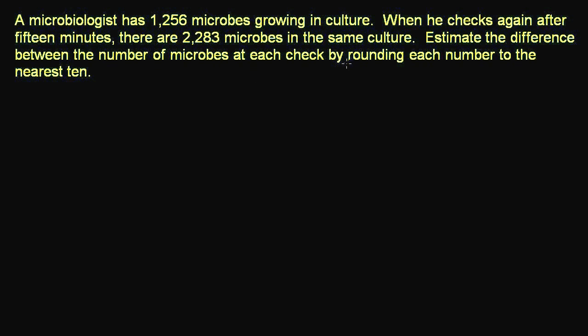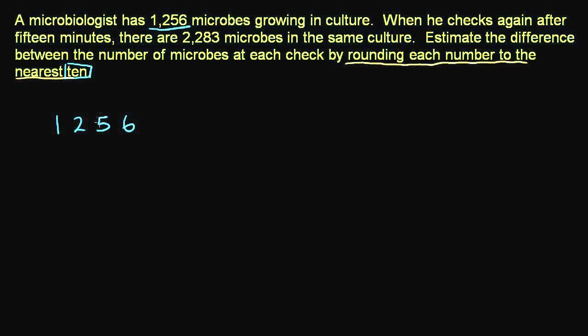So what they want us to do is round each number to the nearest 10, and then with the rounded numbers, find the difference between the two checks. So let's round each of these numbers. We started with 1,256 microbes. So how do we round this to the nearest 10? That's what they want us to do.